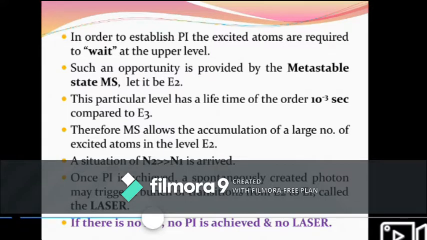So when you look at the number of atoms sitting at the metastable state compared with the lower state, you see that N2 is very much greater than N1. Once the situation of N2 much greater than N1 is created, a spontaneously created photon will trigger a bunch of photons. That's the laser.